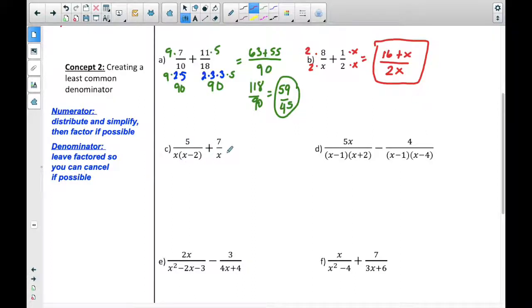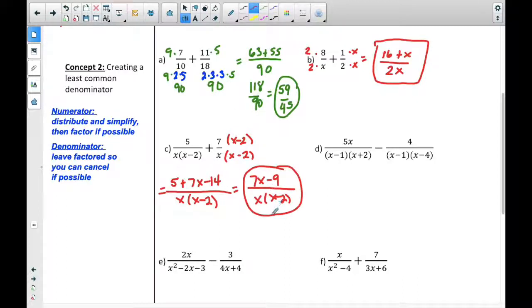That's the same technique I'm going to use on example C. This one has an x and an x minus 2, so I need an x minus 2 over here. Now, I have a common denominator. I'm going to keep that, but I do need to add my numerator. So I have 5 plus, I'm going to go ahead and distribute, 7x minus 14. And now I need to combine like terms in my numerator. I have 7x minus 9 all over, and I keep that denominator.